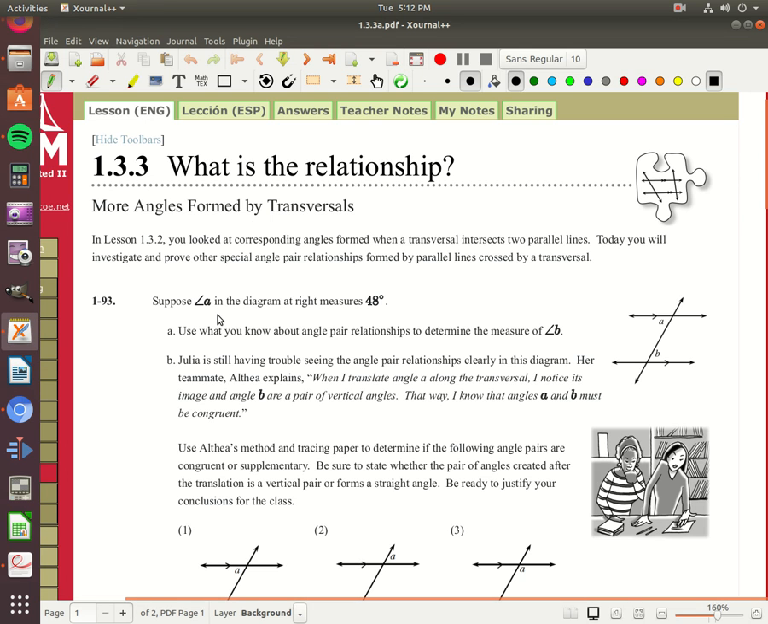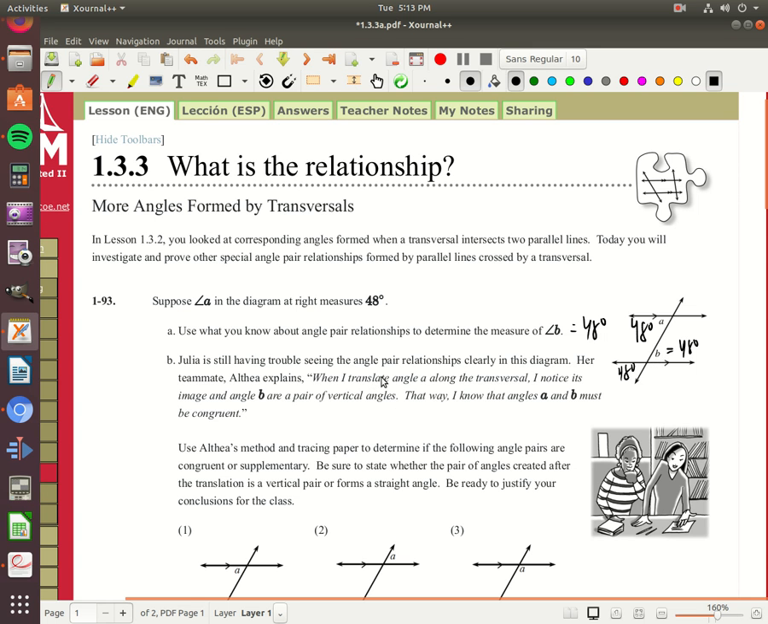We'll see. So it says suppose angle A in the diagram at right equals 48 degrees. So I know that this is 48 degrees. It says use what you know about angle pair relationships to determine angle B. Well, I know that this is the bottom left and this is the bottom left. So this must equal 48 degrees because of corresponding angles, because these lines are parallel. Again, it's super important these lines are parallel. And hey, look, if these are vertical angles, they should also be congruent. So I know that B equals 48 degrees, right? Because of corresponding angles and then vertical angles.